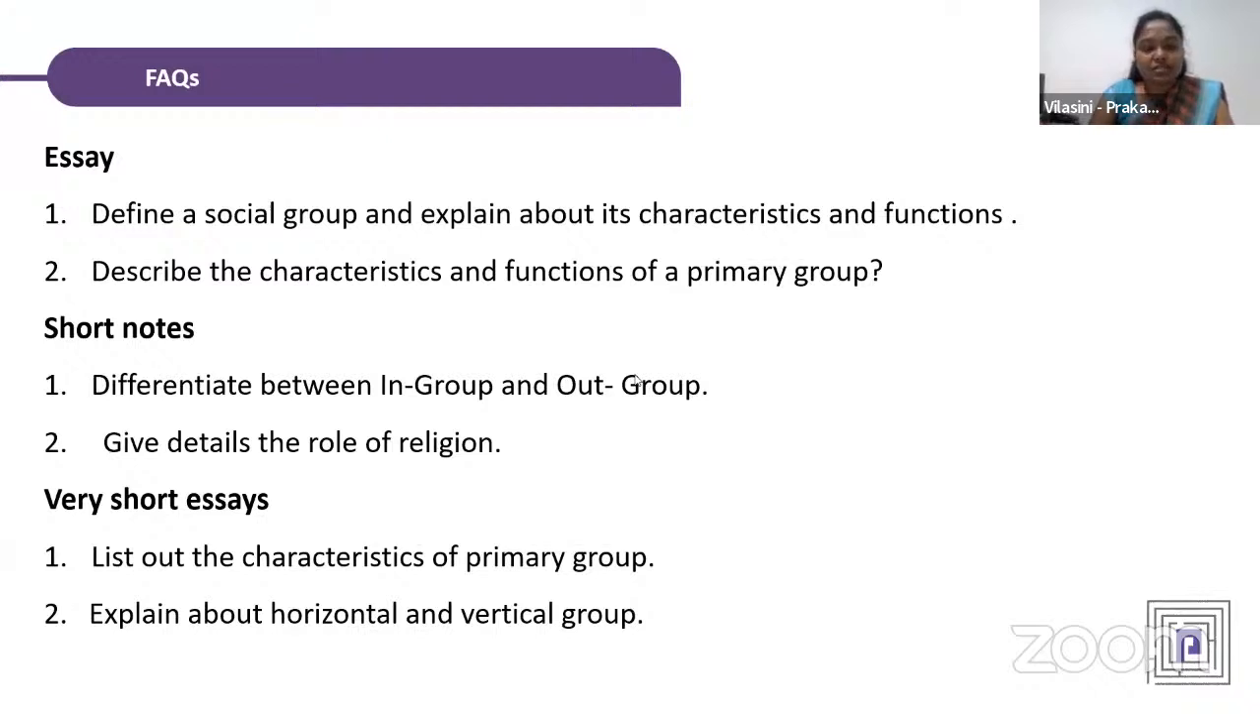So, the questions from this unit: first, an essay. Define social group and explain about the characteristics and functions. So you will define what a social group is and what the characteristics and functions are. Characteristics I already told you: the size of the group will either be a smaller group or a larger group based on the type of group. So you'll be listing out primary and secondary groups. The second question which can be asked is: describe the characteristics and functions of a primary group.